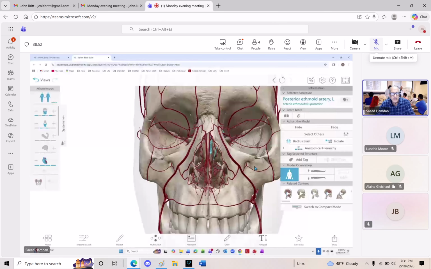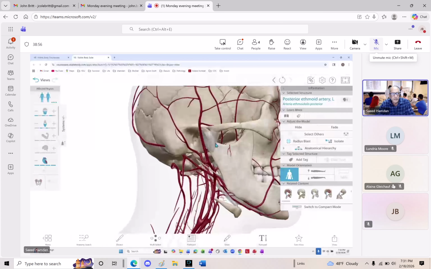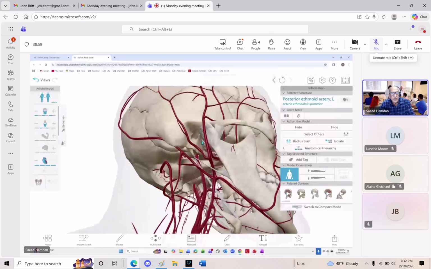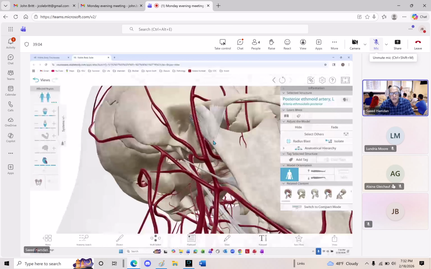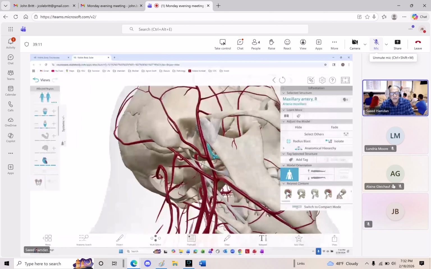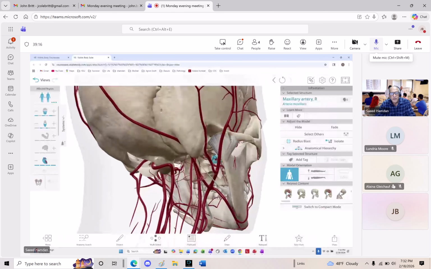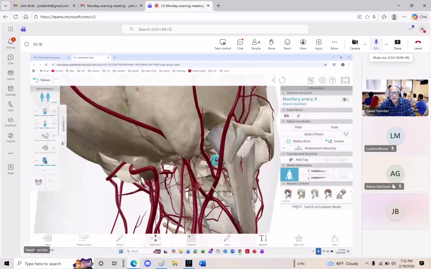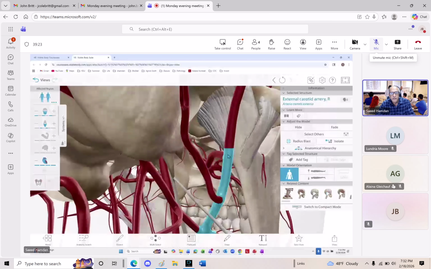Then maxillary is easy. Maxillary is one of the easy arteries to identify. So basically what you want to do is go right at the border, where you see the mandible right there, right at this angle. That's what the maxillary artery is, the one that I'm highlighting. Basically it comes straight from the external carotid right there.